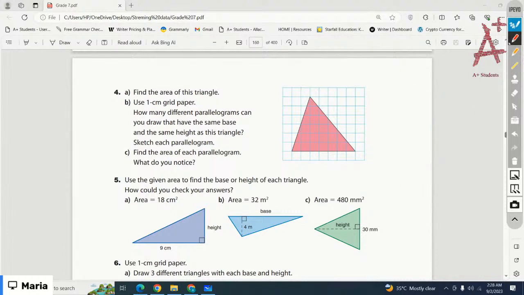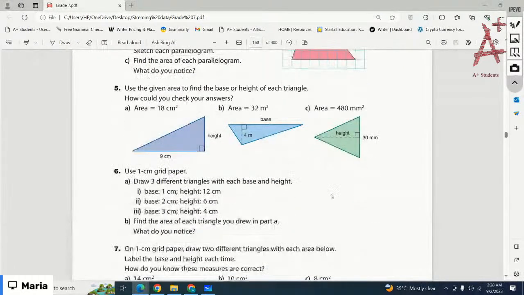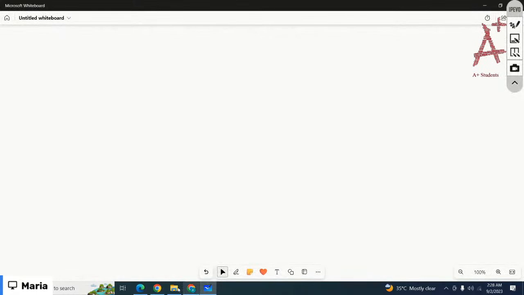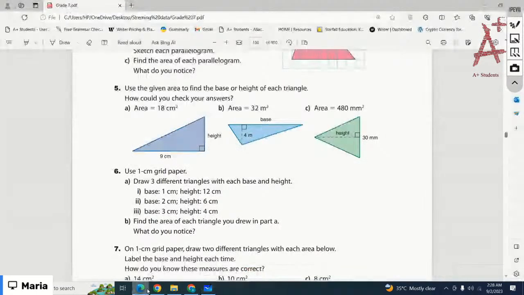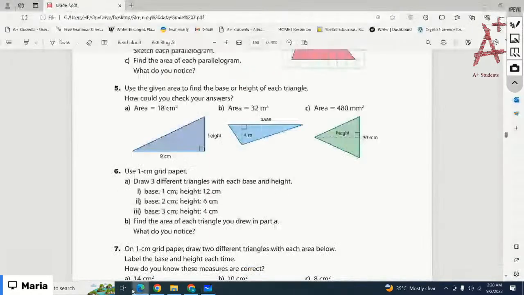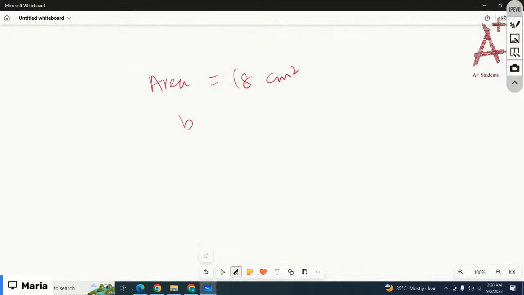Okay, let's start with question number 5. You are given the area that is 18 centimeter square. The base you are given is 9 centimeter. You have to calculate the height, right?